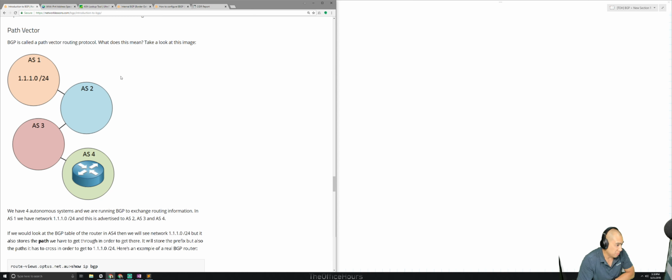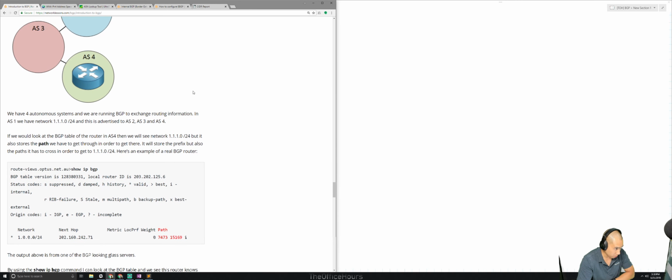Path vector. BGP is called a path vector routing protocol. What does this mean? Take a look at this image. We have 4 autonomous systems, and we are running BGP to exchange routing information. In AS1, we have the network 1.1.1.0/24, and this advertises to AS2, AS3, and AS4.